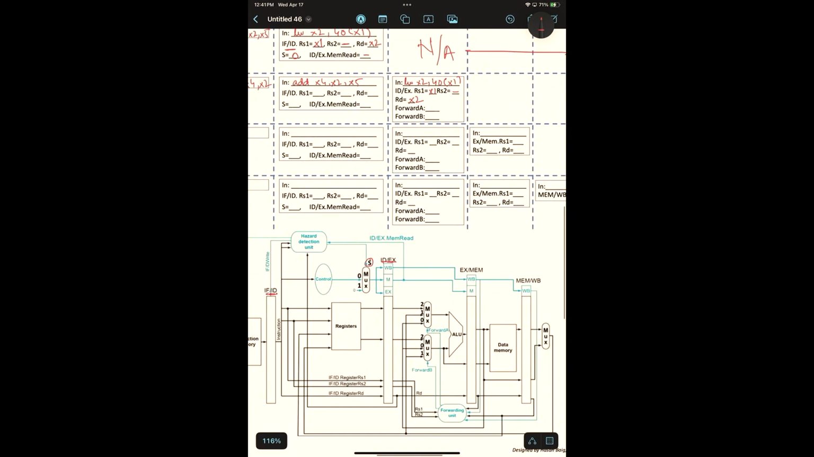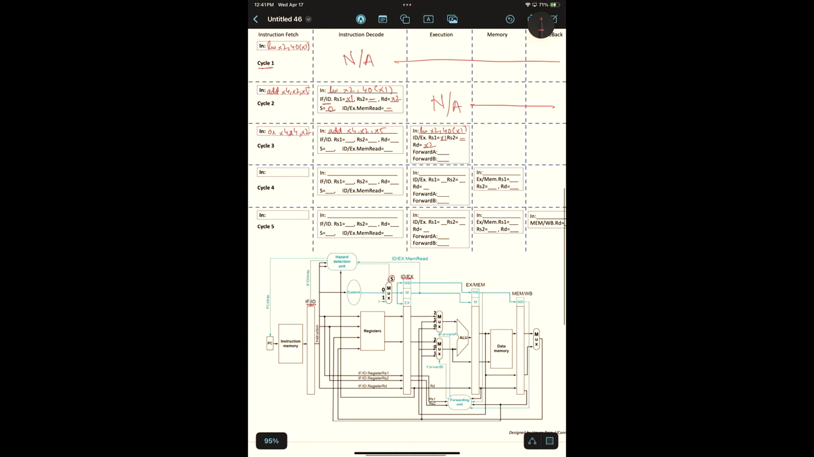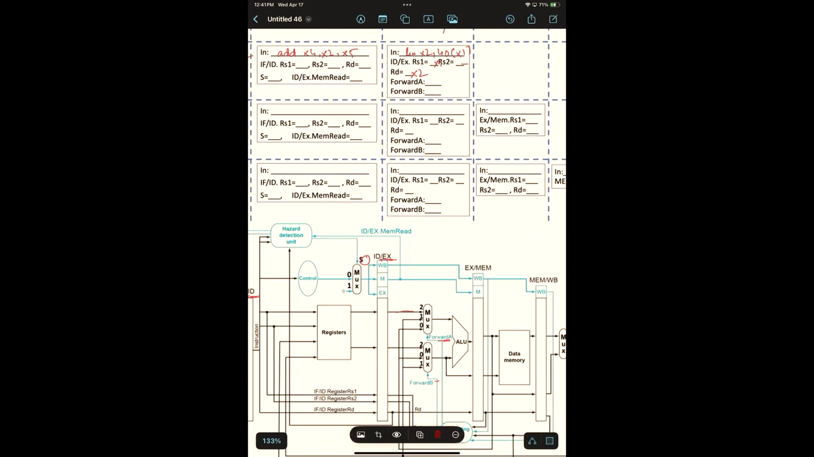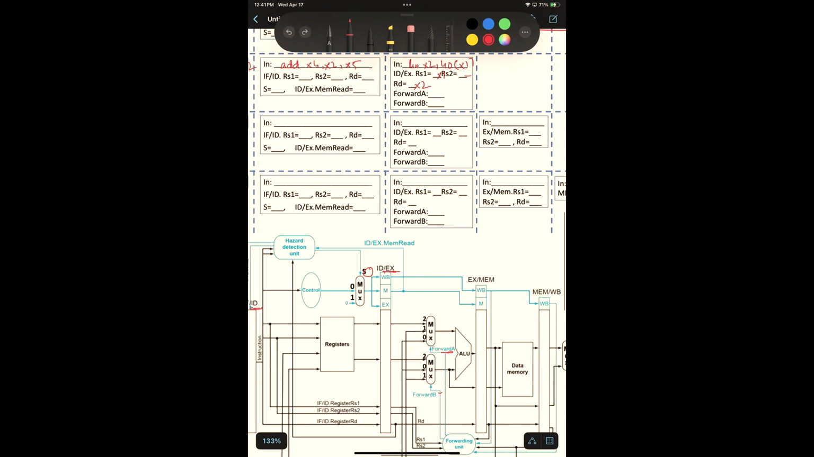What do you think would be the values of forward A and forward B? Forward A is this, forward B is this. So forward A is what? 2. Why 2? Because the data is coming directly from the IDX register. So IDX forward A value would be 2. What about forward B? It will also be 2.